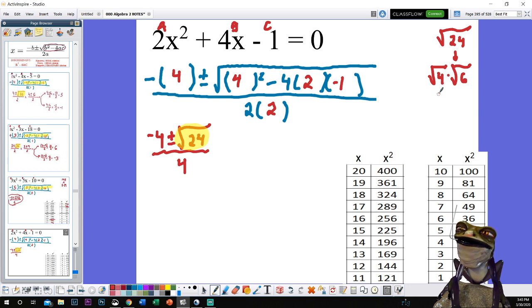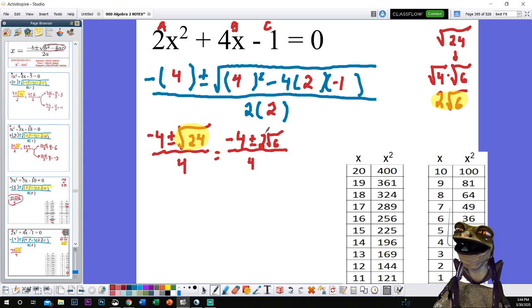So the square root of 4 is 2. The square root of 6, we don't know what it is. It's just the square root of 6, so I copy it down there. So what I'm going to do is substitute, instead of that square root of 24 in my next step, I'm going to put 2 square root of 6. So I'm going to copy everything that I had, the -4, the plus or minus, the 4 on the bottom. But here, instead of the square root of 24, I'm going to write 2 square root of 6.